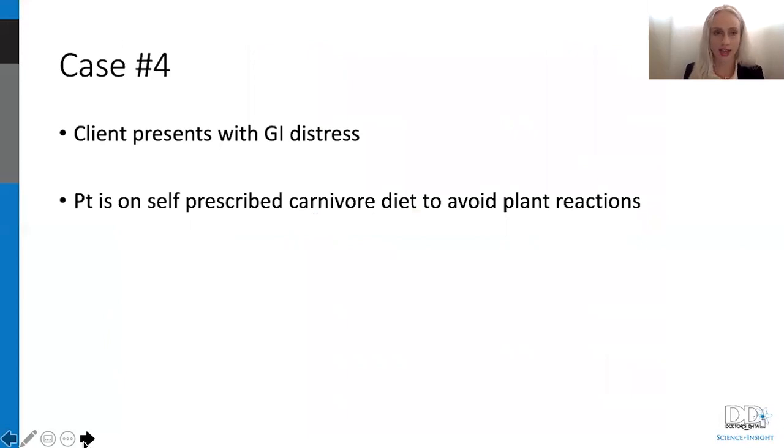Speaking of fad diets, we have our fourth case here, and this patient has presented with GI distress. This patient is on a self-prescribed carnivore diet to avoid self-proclaimed plant reactions. The carnivore diet is becoming more and more popular in culture, and it's good to see what that looks like within the human microbiome.